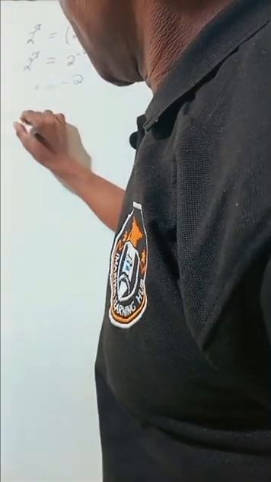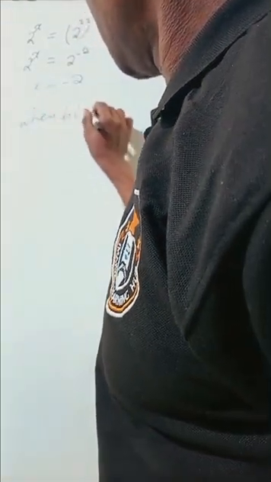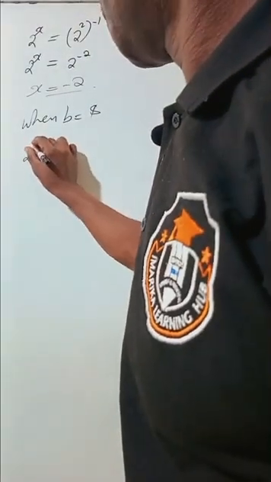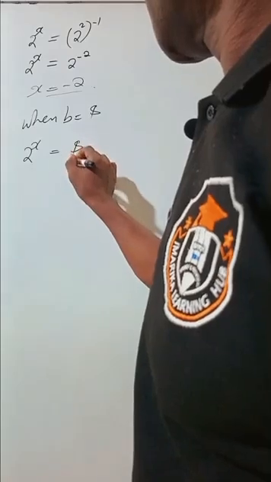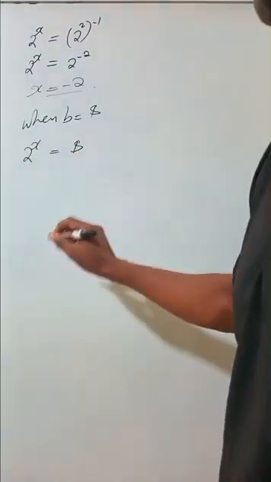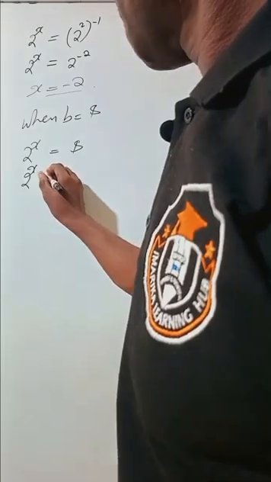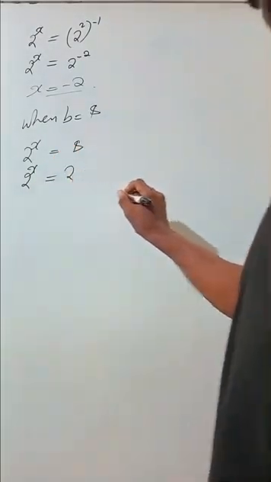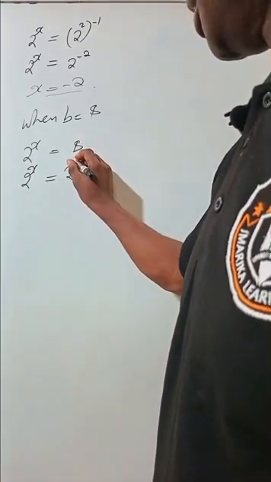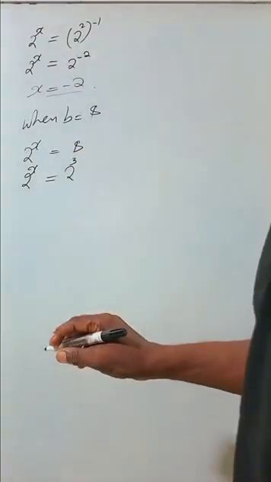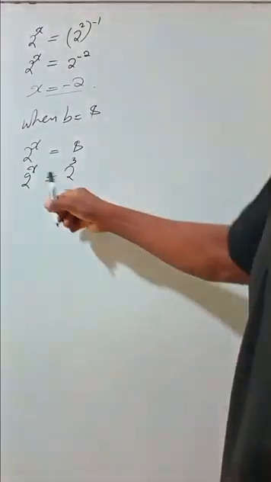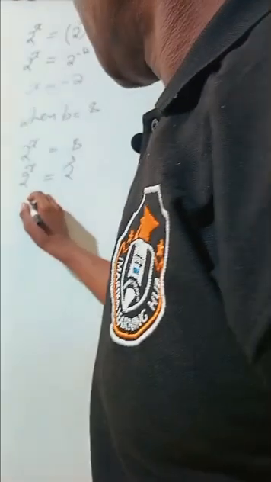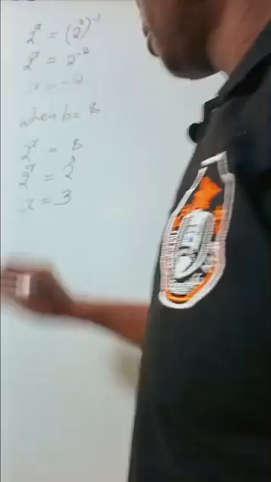The second one is when b equals 8. So we shall have 2 exponent x equals 8. So we have to write 8 in the same format as this one. Getting all the factors of 8, we get 2 exponent 3. The same here. Comparing the bases, then we get our x to be equal to 3.